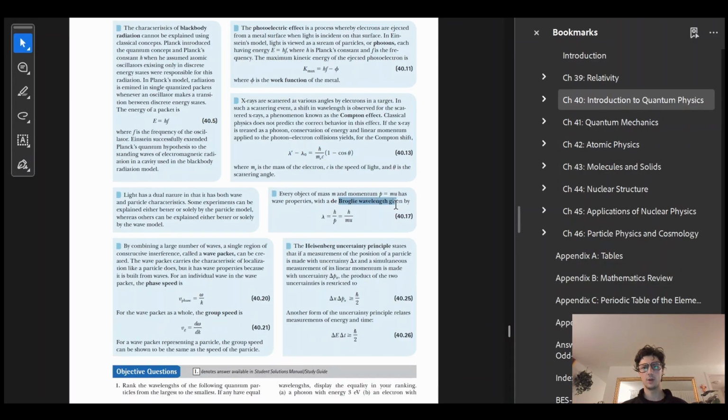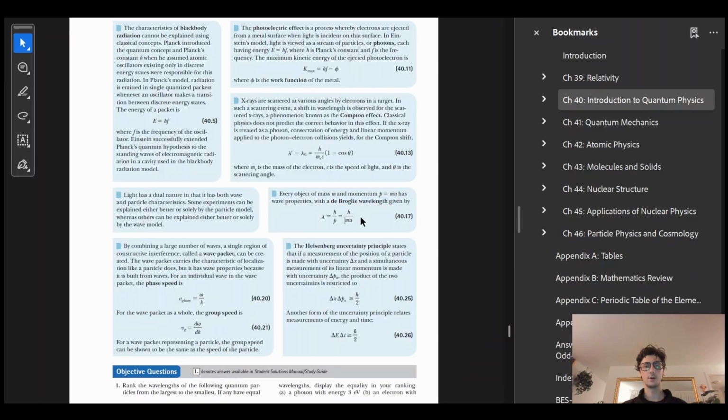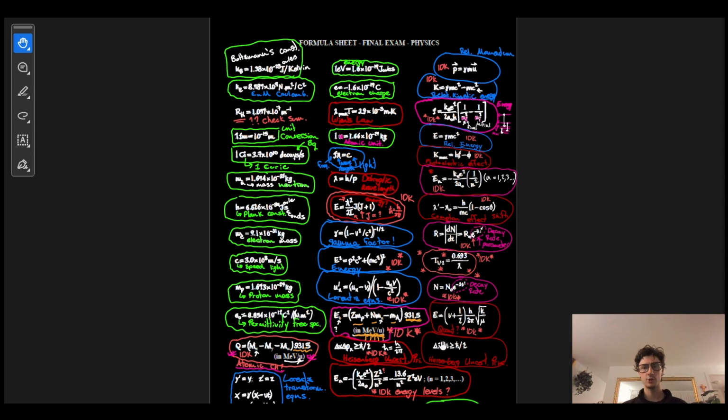We got the de Broglie wavelength, which I also marked over here. That is this equation right here. I haven't done any problem related to it, but I know that it's in this section. Then we have the Heisenberg uncertainty principles, which are both given to you in the equation sheet. Here is the energy uncertainty equation and the position-momentum uncertainty equation.